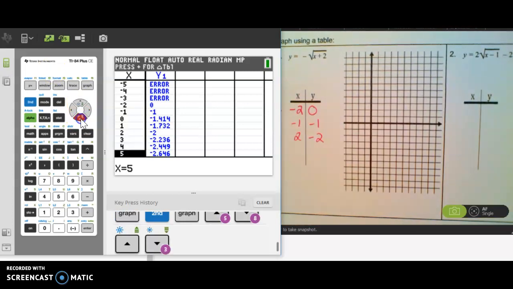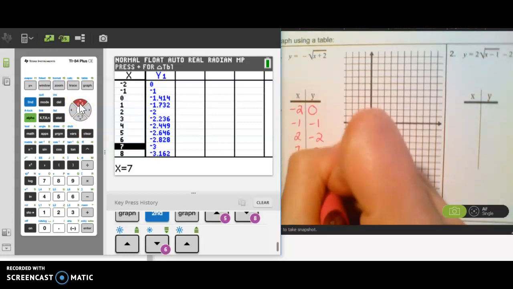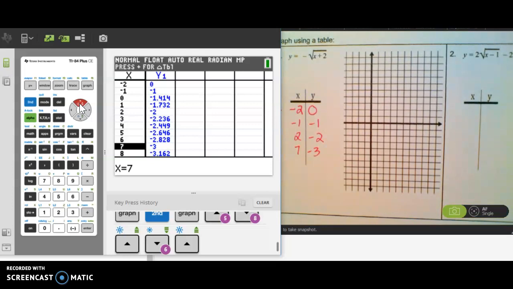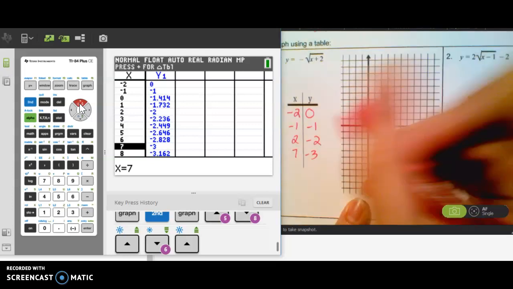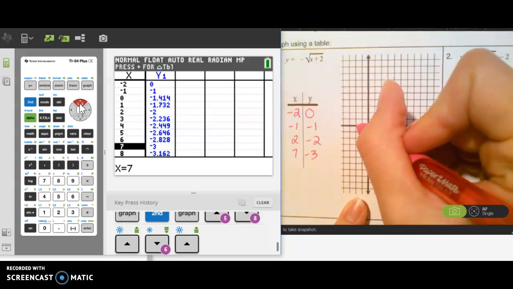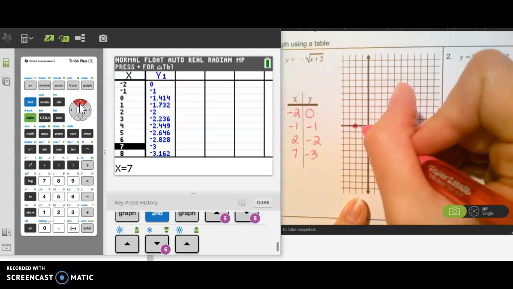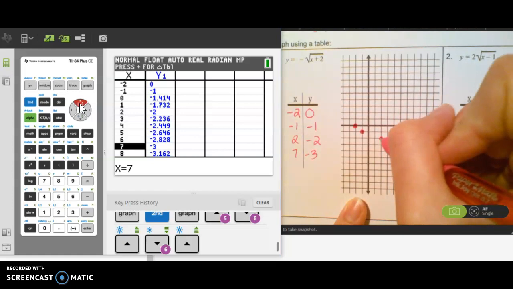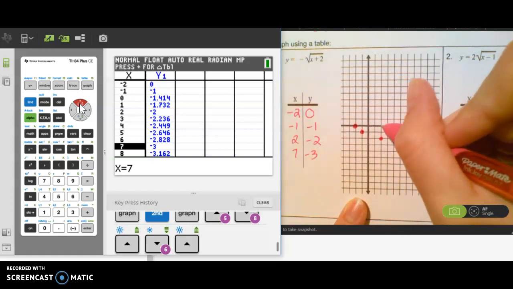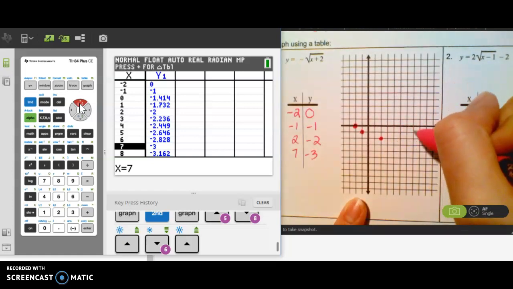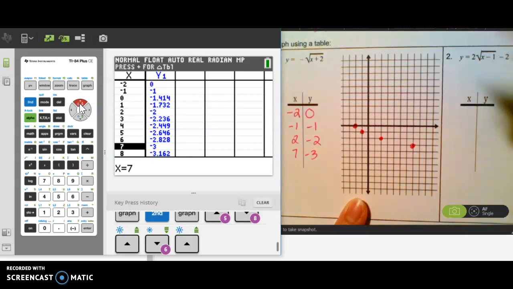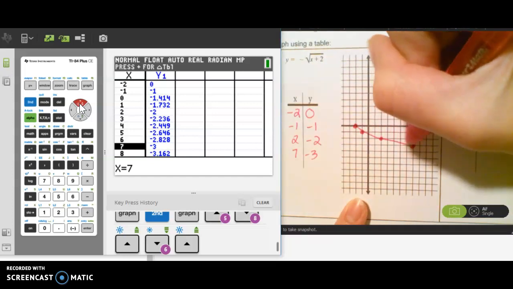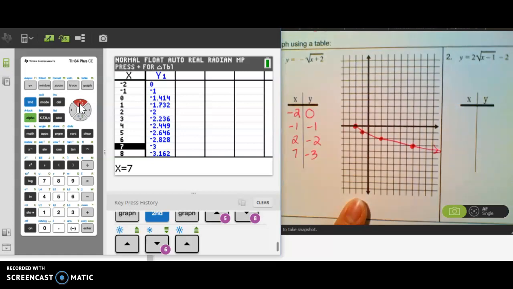Keep going. I see 7, -3. And I think that's all that will fit on our graph. So now that we have our table, let's graph it. We have -2, 0. Then we have -1, -1, 2, -2, and 7, -3. So here is what our square root function looks like.